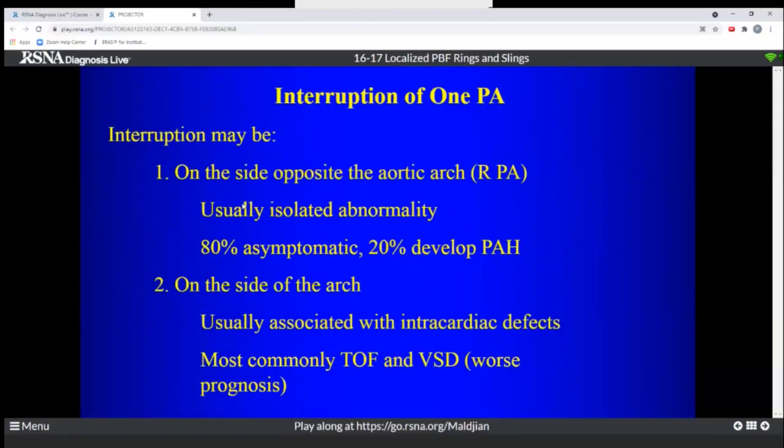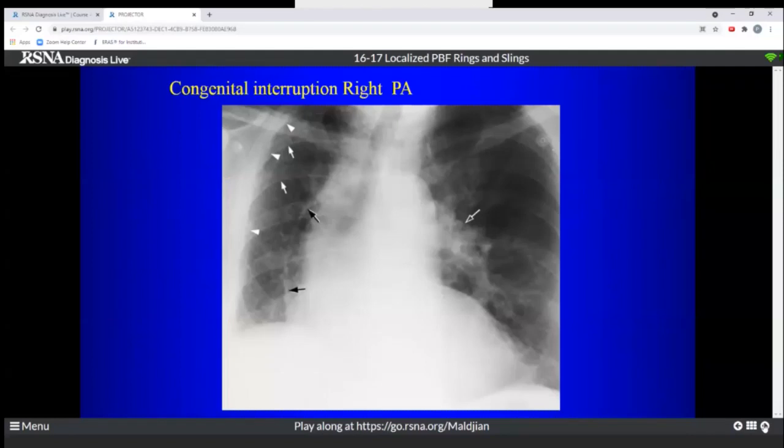The interruption may be on the side opposite the aortic arch, and therefore this usually occurs on the right, and there it's usually an isolated abnormality. Most of these patients will be asymptomatic. A small percentage can develop pulmonary artery hypertension. On the other hand, when interruption occurs on the side of the arch, that's usually associated with cardiac anomalies, most commonly tetralogy of Fallot and also VSD. And as you can imagine, the prognosis then would be worse.